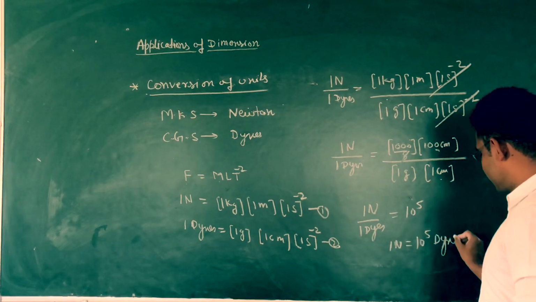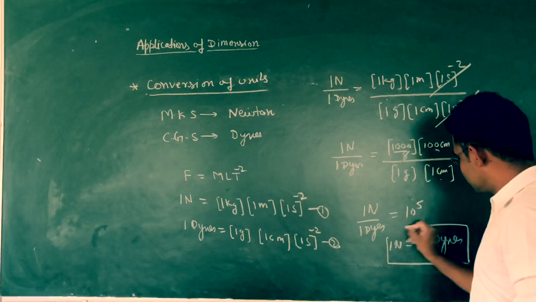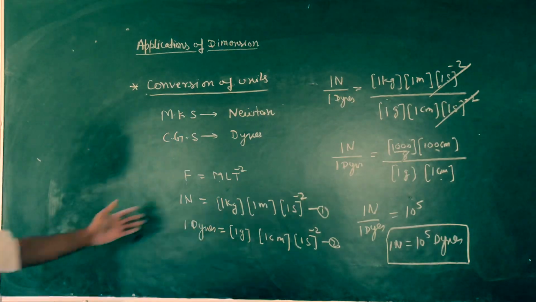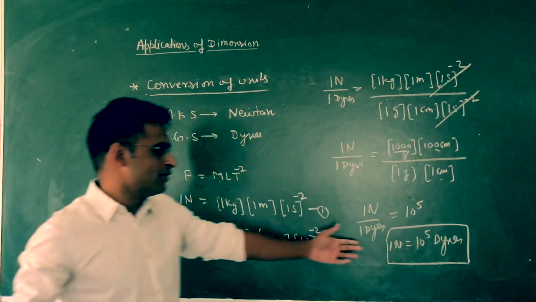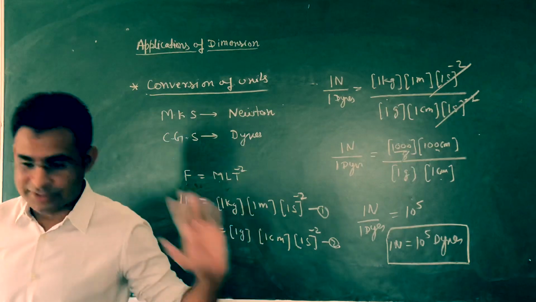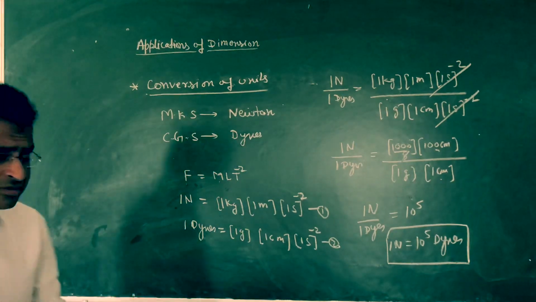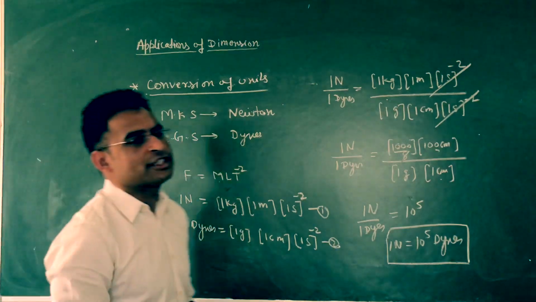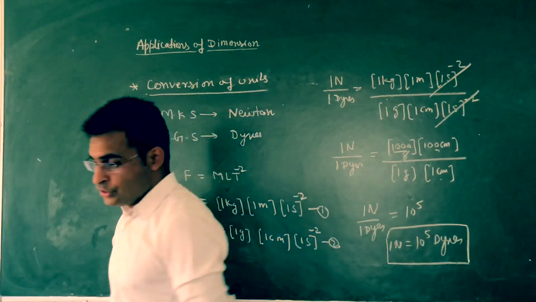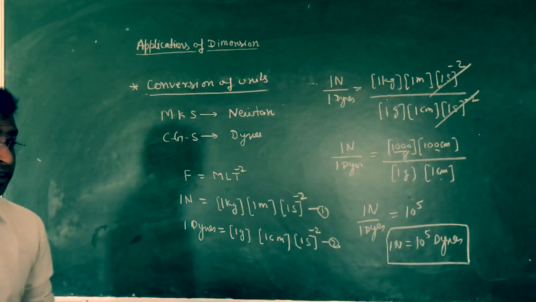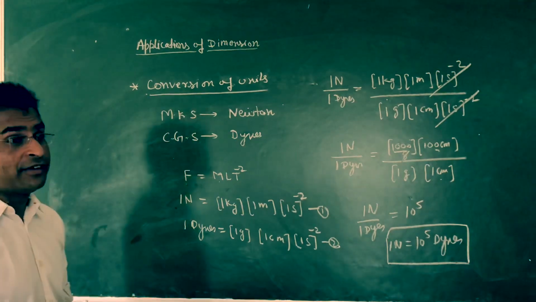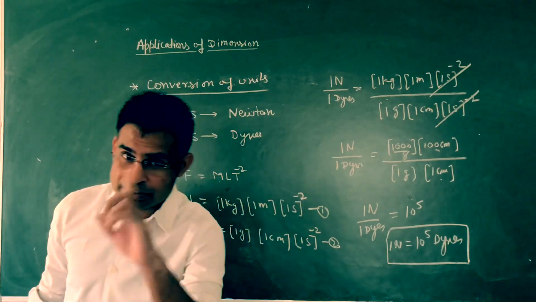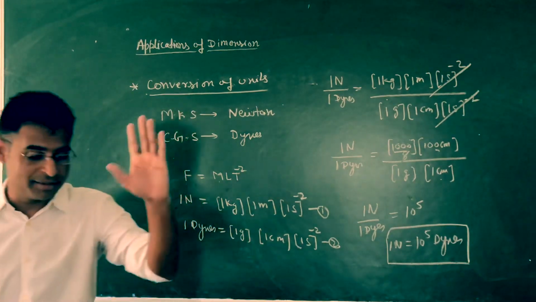So guys, this is how we convert MKS units to CGS units. If somebody asks how many dynes there are in 1 Newton, we'll do the same thing, and finally we'll say 1 Newton is 10 raised to 5 dynes. This is the second application. There are so many examples. Just like energy: the MKS unit is the joule and the CGS unit is the erg, so you can convert how many ergs are in 1 joule. You can convert from one unit to another using dimension. So this is the second application of dimension.